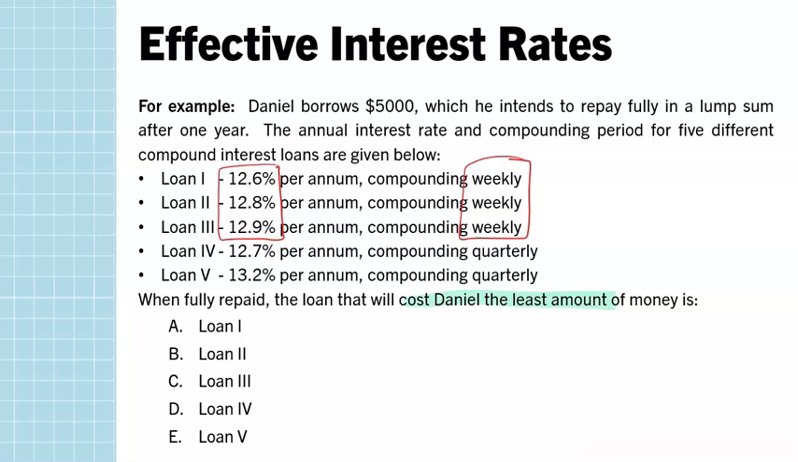The difference with loan 4 and 5 is that we have different rates, but now we're comparing quarterly compounds. So we need to consider the impact of quarterly versus weekly compounding periods. In general, if those rates were the same, but the compound periods were altering, the more often that something is compounded, the more interest that will be added to the balance. So in a loan, that's bad news. We want fewer compounding periods. The problem here though is that those rates are different. So let's have a look at some of them in our calculator to compare.